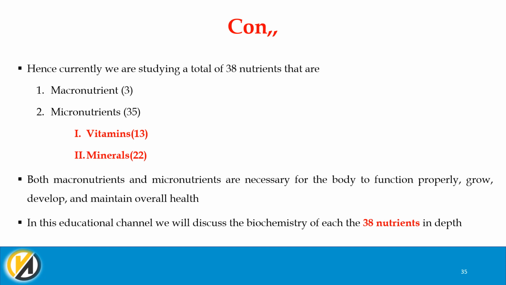Hence, currently we are studying a total of 38 nutrients that are important for human health, which includes 3 macronutrients and 35 micronutrients, which includes 13 vitamins and 22 minerals. Both macronutrients and micronutrients are necessary for the body to function properly, grow, develop, and maintain overall health. In this educational channel, we will discuss the biochemistry of each of the 38 nutrients in depth.